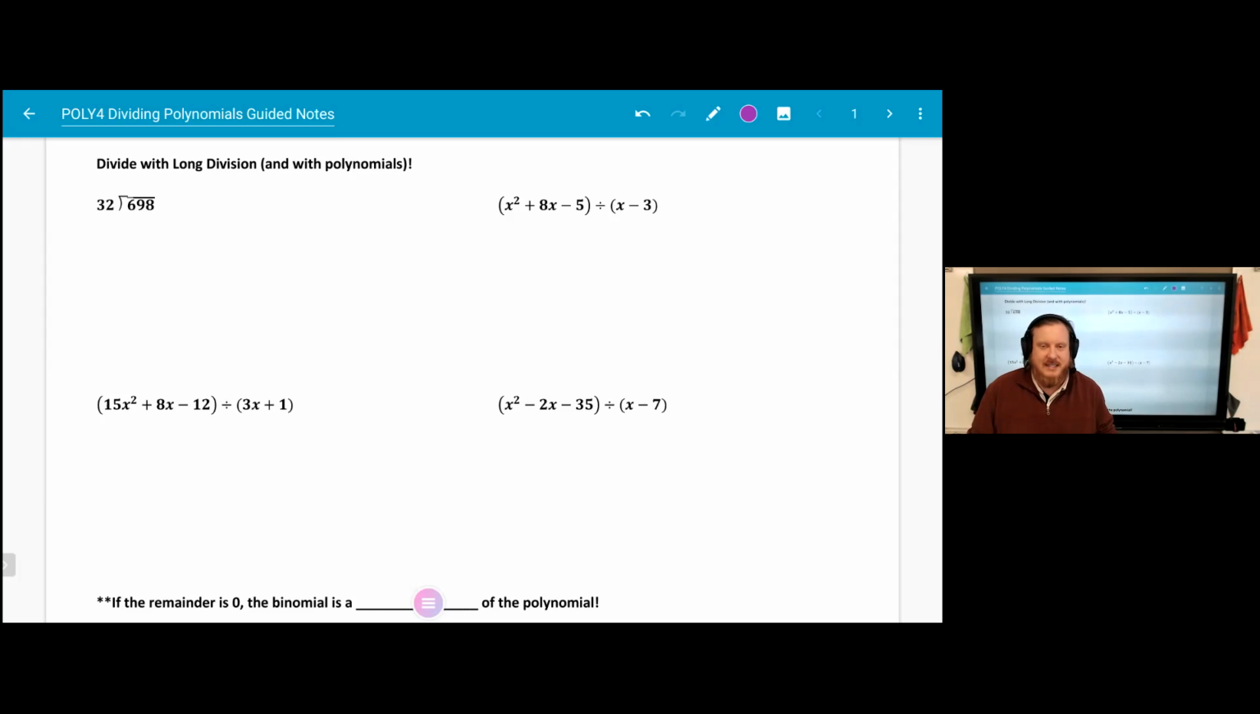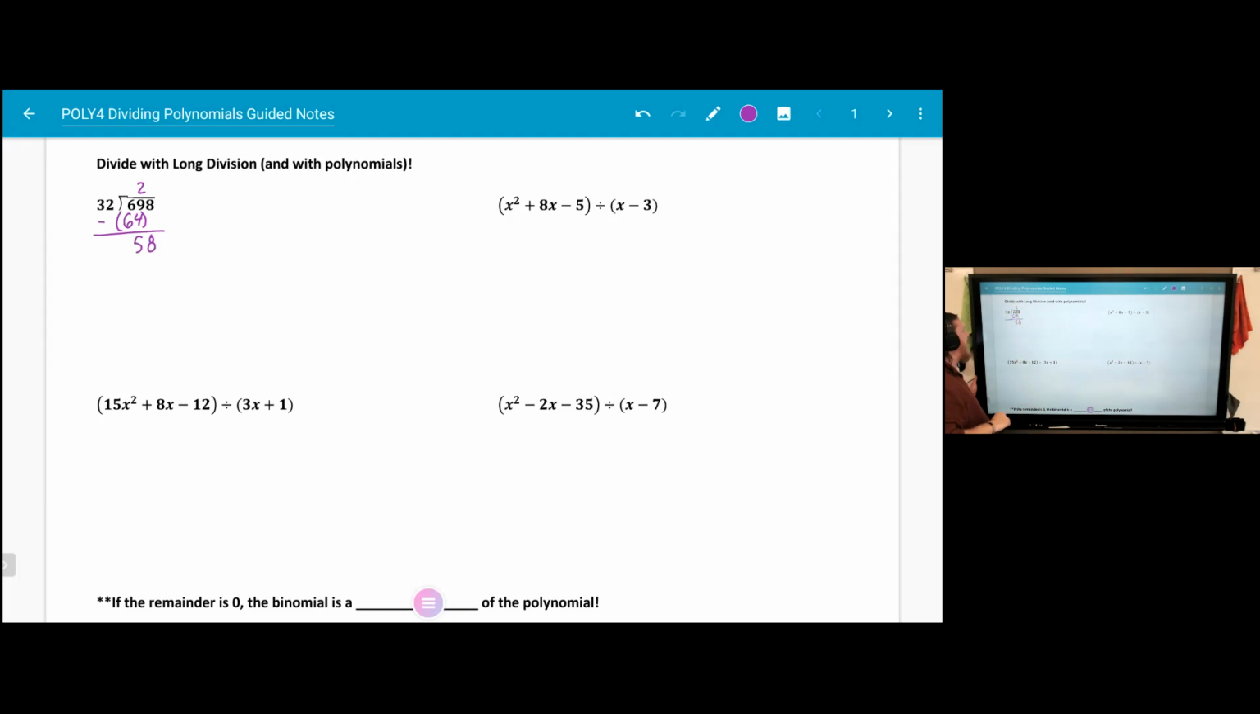Does 32 go into 6? No, it does not. Does 32 go into 69? It does, and it goes in evenly 2 times. So I'm going to put the 2 here. 2 times 32 is 64. I'm going to put this in parentheses and subtract it. Well, 69 minus 64 is 5. I'm going to drop the 8.